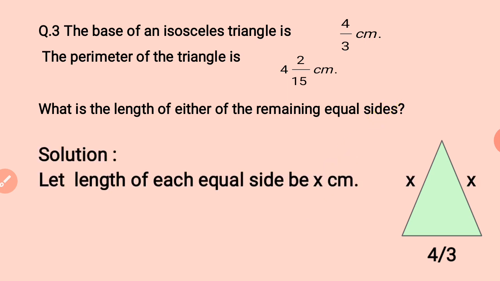Solution. Let the length of equal sides be x. So it is now written near the other two sides, equal sides to be x. And children, the perimeter is 4 integer 2 by 15, and perimeter is nothing but sum of all sides. That is why here x plus x plus 4 by 3 is written to be equal to 4 integer 2 by 15. So a real life example is now converted into a mathematical statement. When you solve the mathematical statement, you will get the value of the equal sides.